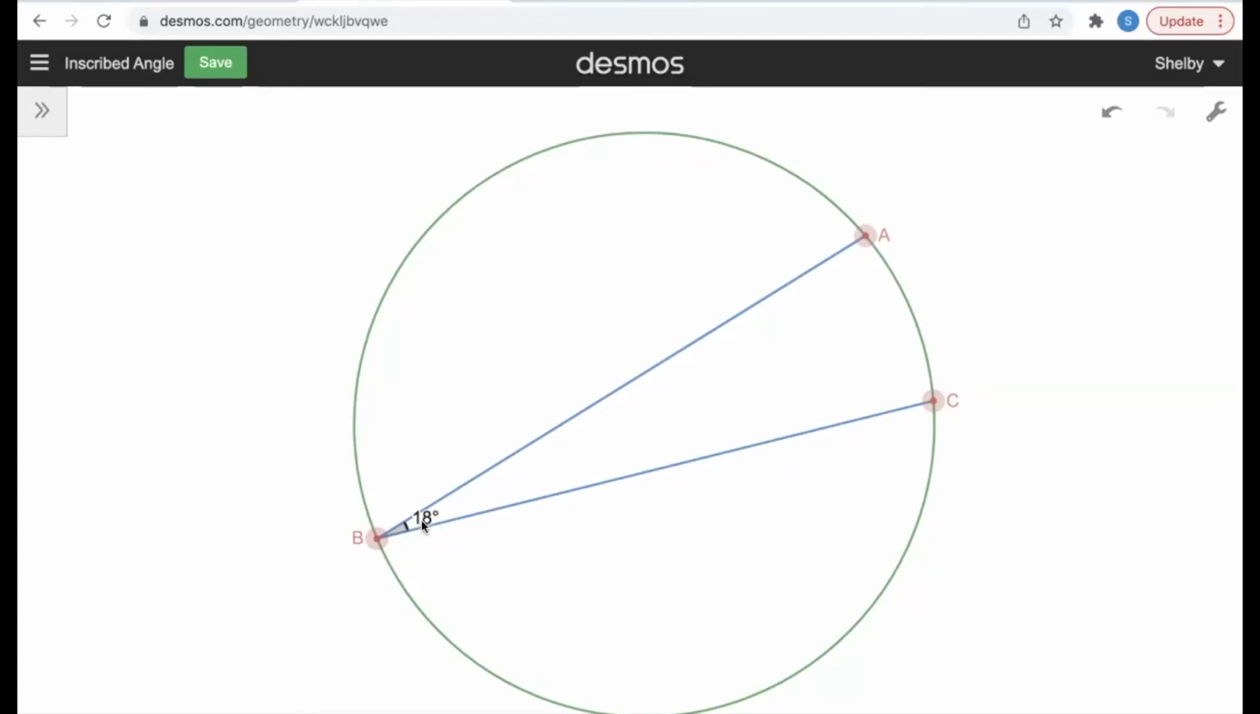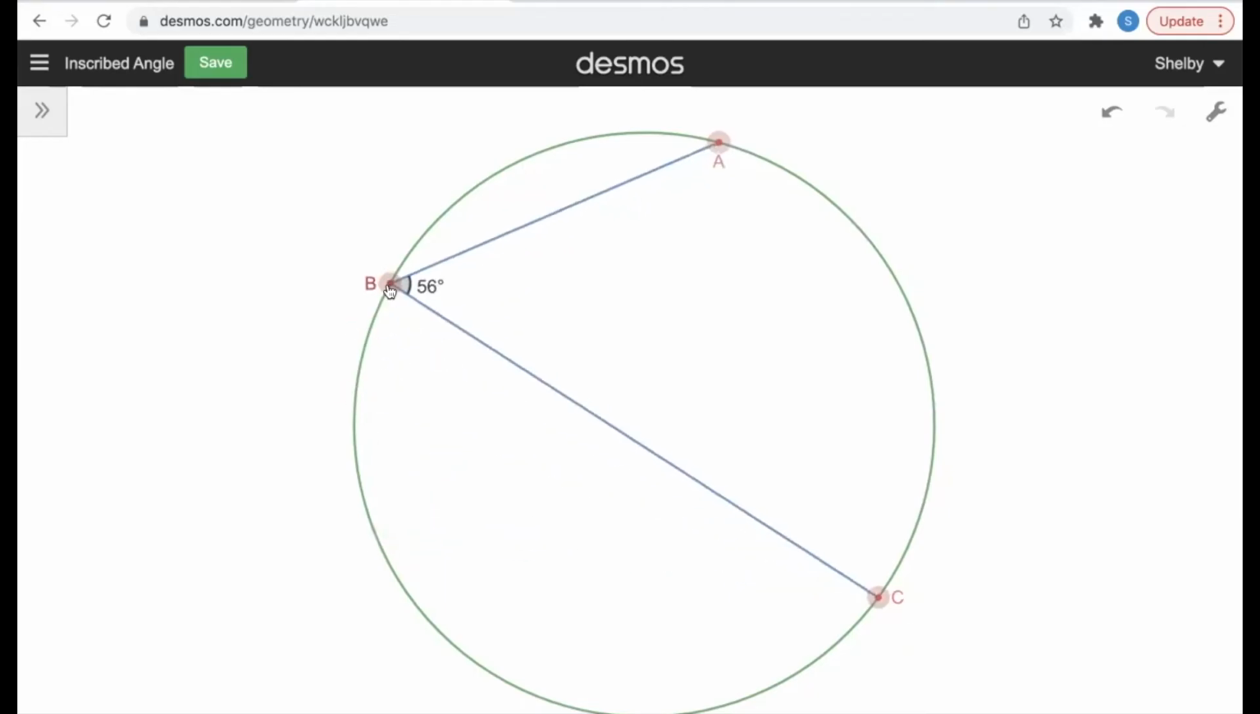And so this angle that we're looking at here is 18 degrees, but if I move around any of these points, we can see that the size of the angle is changing. But all of these angles that we're looking at here are examples of inscribed angles. So we're going to figure out the relationship between the measure of this angle and the measure of its intercepted arc.